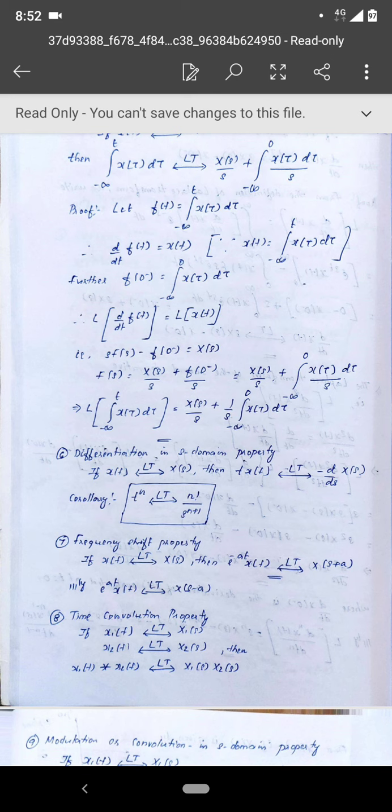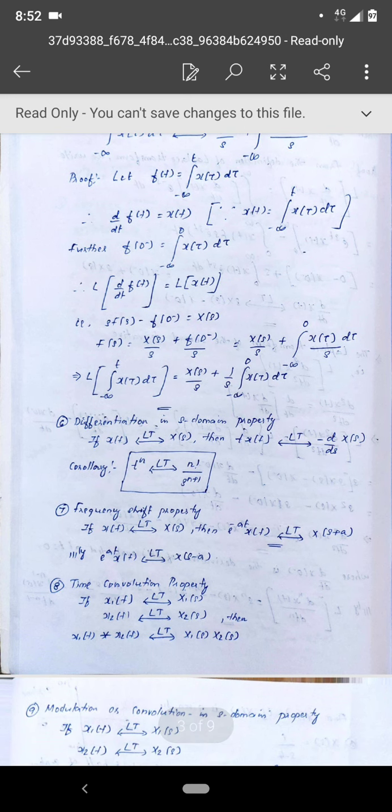So these two results are very important, because when we solve differential equations, at least the results are very important, if not the proof of that.